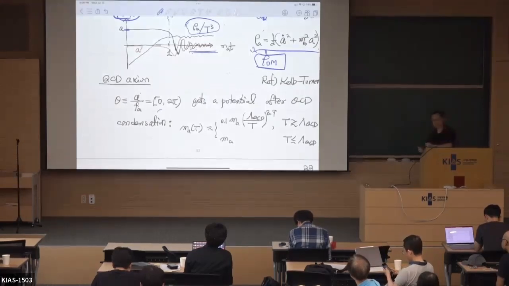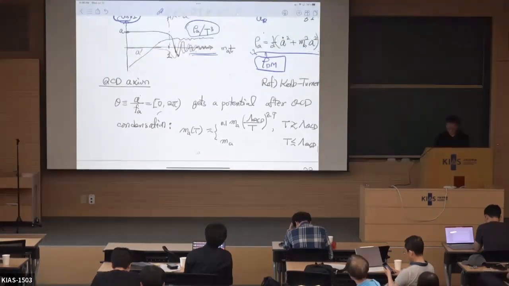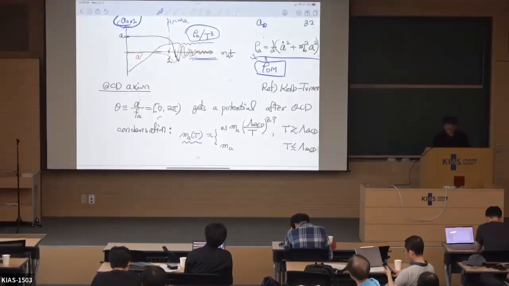Now, after the QCD condensation, after the QCD phase transition, the potential develops, which we wrote before, right? So through meson dynamics, we wrote down the axion potential. That means the subtlety comes around because this phase transition is temperature dependent. So in summary, this axion mass is temperature dependent. And then we know that it roughly behaves like this.